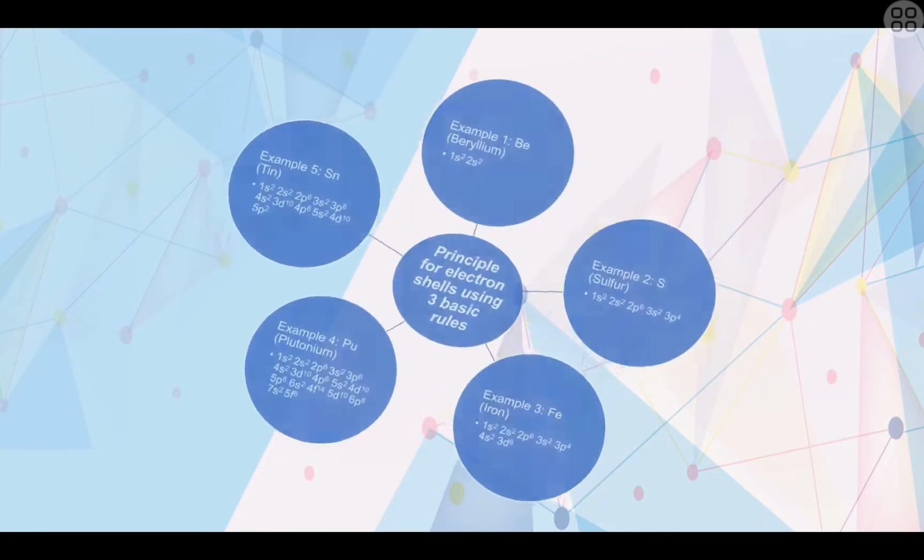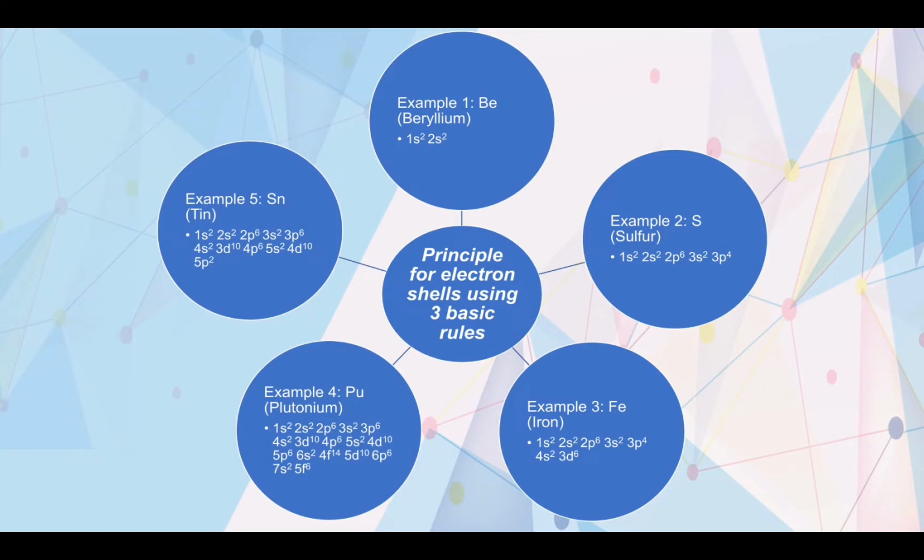How do we write the electron configuration for an element in the periodic table? There are four types of subshell: s, p, d, and f. The s subshell has one orbital that can hold up to 2 electrons. The p subshell has 3 orbitals that can hold up to 6 electrons. The d subshell has 5 orbitals that can hold up to 10 electrons. And the f subshell has 7 orbitals that can hold up to 14 electrons.